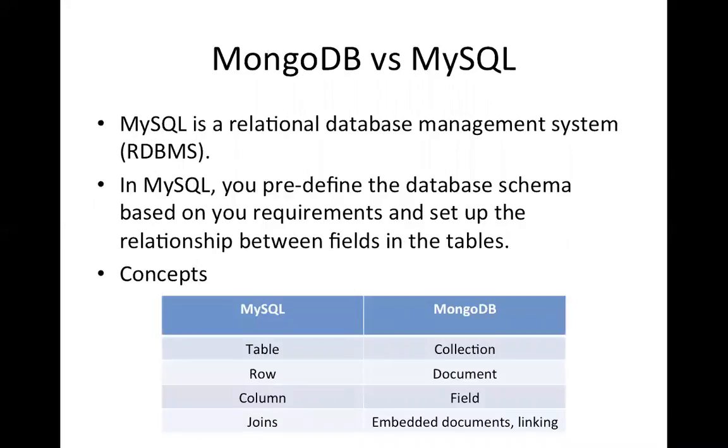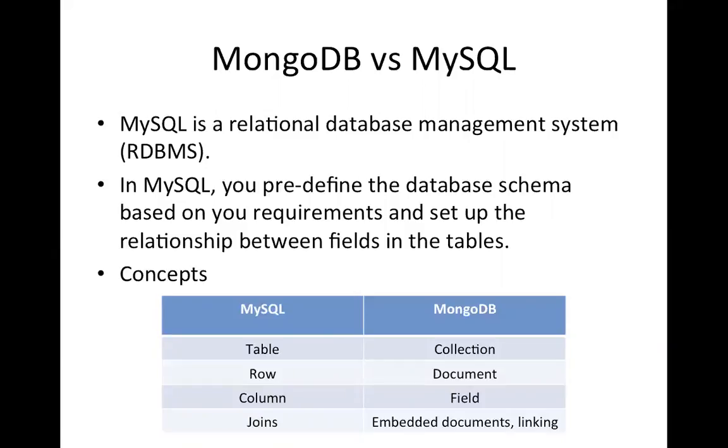So let's compare MongoDB and MySQL. MySQL is a relational database management system. In MySQL, you predefine the database schema based on your requirements and set up the relationships between fields in the table. When you use MongoDB, you can define your schema based on your requirements without any limitations. This means there are no such limitations as the schema in MySQL. We will discuss this schema later.